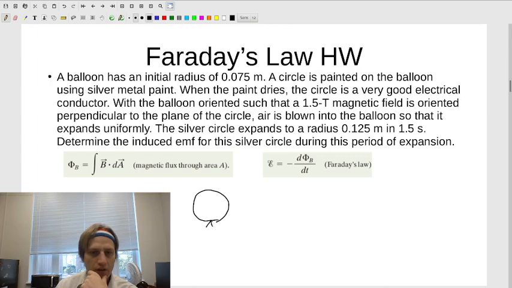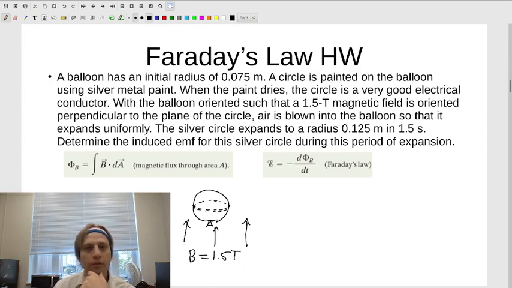Here is our balloon. We've got stretchy metal paint around it, and we're blowing up the balloon, and as the balloon blows up, it can get bigger or smaller. It says, when the paint dries, the circle is a very good electrical conductor. When the balloon is oriented such that a 1.5 Tesla magnetic field is perpendicular to the plane of the circle, it's like this. There's the plane of the circle, and my B of 1.5 Tesla is pointing perpendicular.